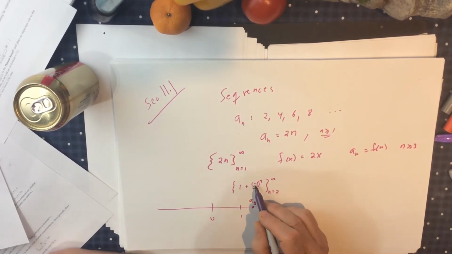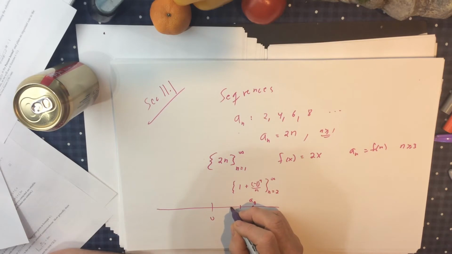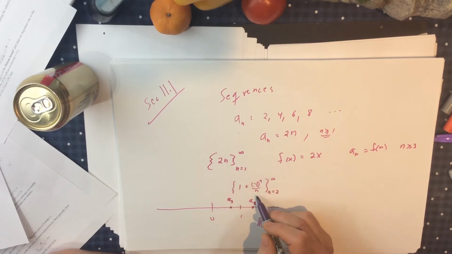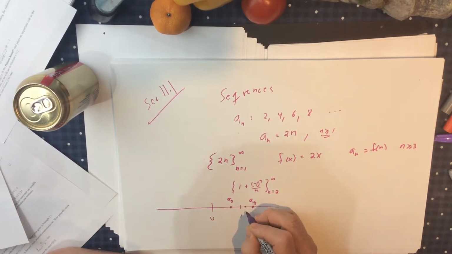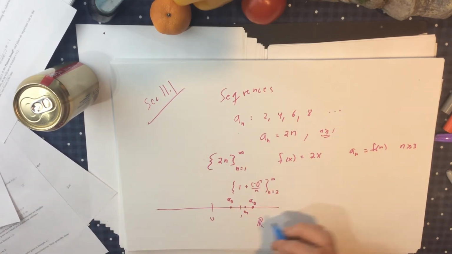Now I'm going to put in 3. Minus 1 cubed is negative 1/3. 1 minus 1/3 will be 2/3. So here's a3. Now when I put in 4, minus 1 to the 4th is plus 1. I get 1 plus a 4th. And so here's a4. Now what's really interesting is it bounces back and forth.